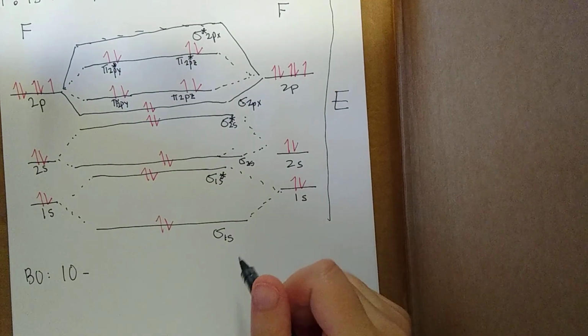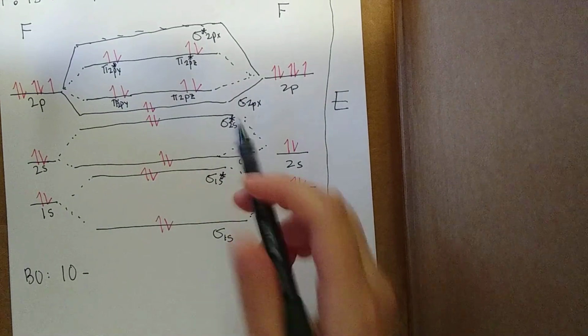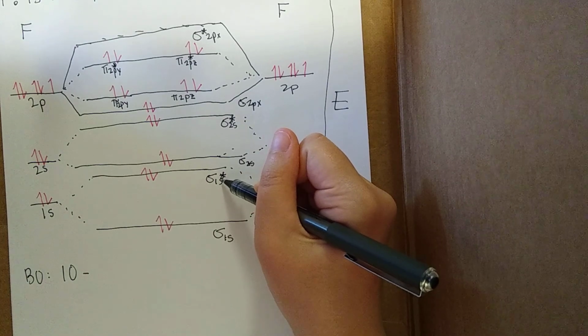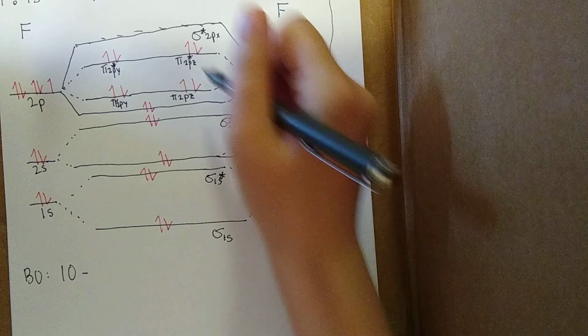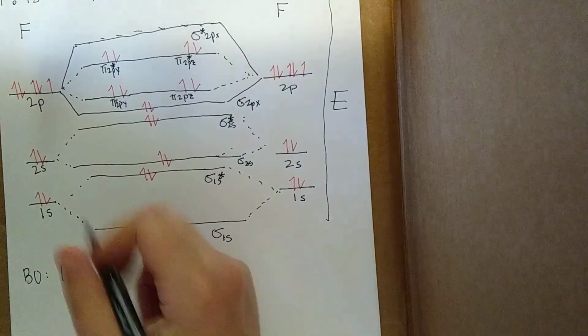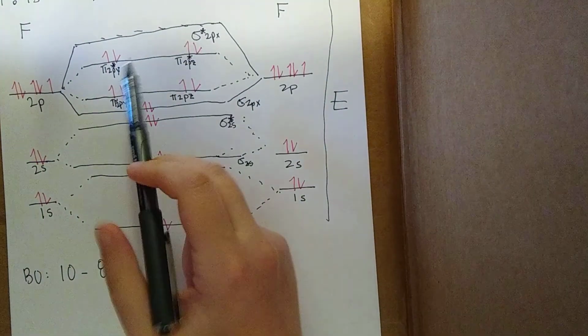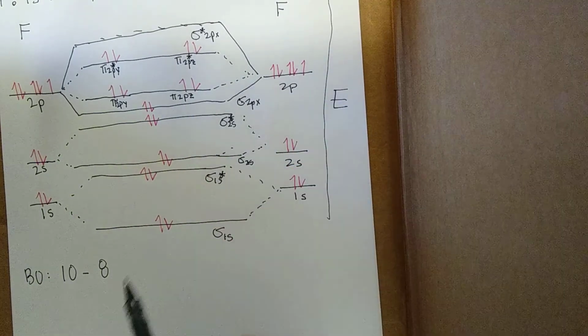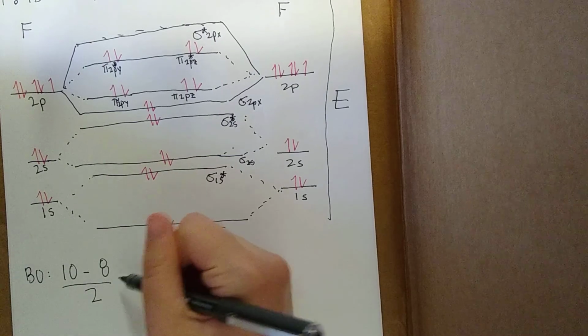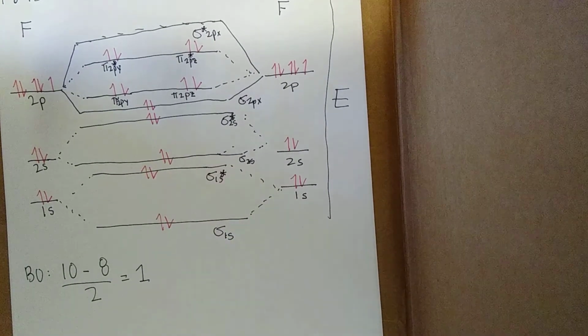Now we have to count the anti-bonding. That's coming from the sigma 1s star, so that's 2, 4, 6, 8. It's coming from these 2 pi anti-bonding orbitals and these 2 sigma anti-bonding orbitals. And then of course, 10 minus 8 is 2, and all over 2 gives us a bond order of 1.